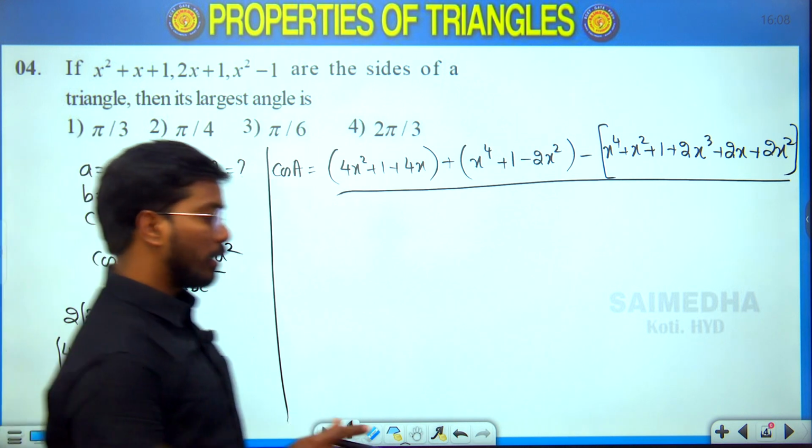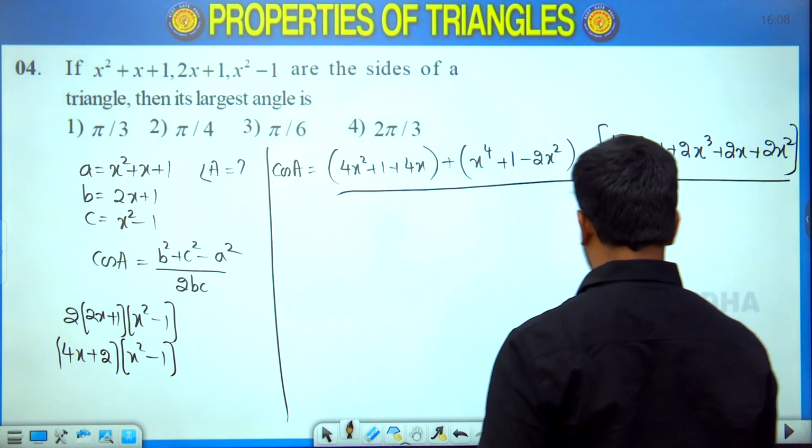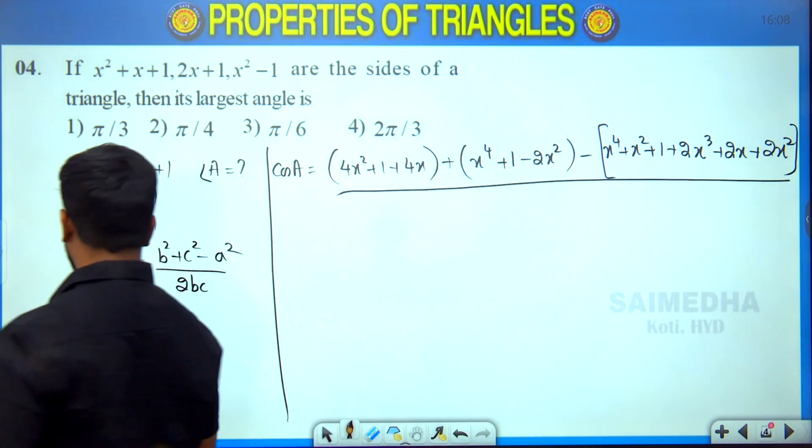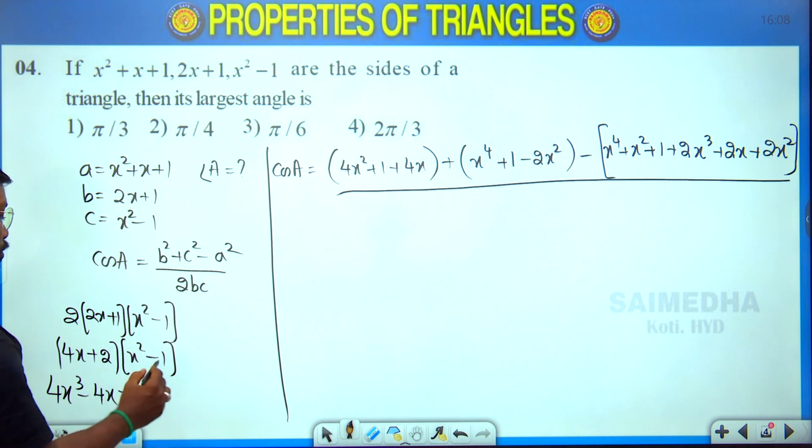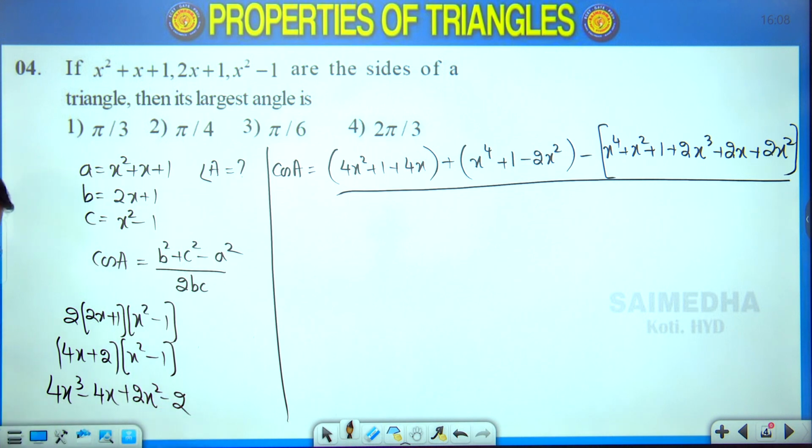4x into x square is going to become 4x cube. 4x into 1 is 4x, minus 4x. 2 into x square, 2x square. 2 into minus 1, minus 2. So what we are having is 4x cube, 2x square, 4x minus 2.